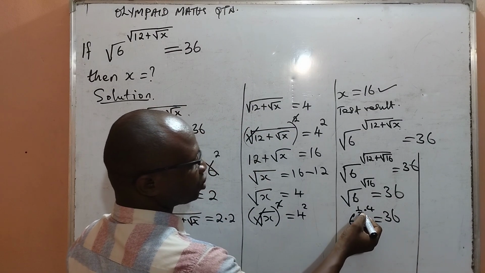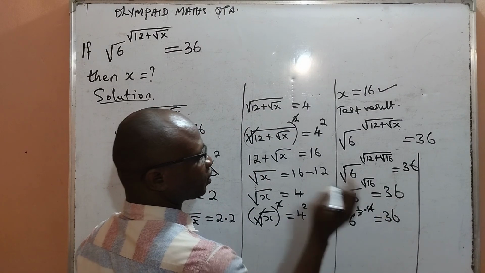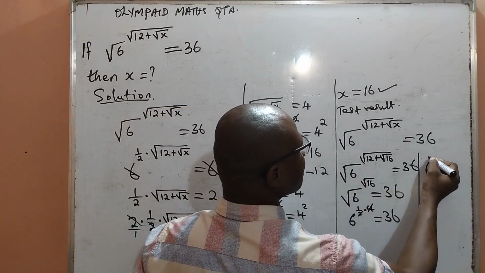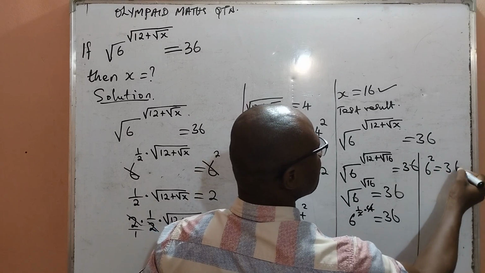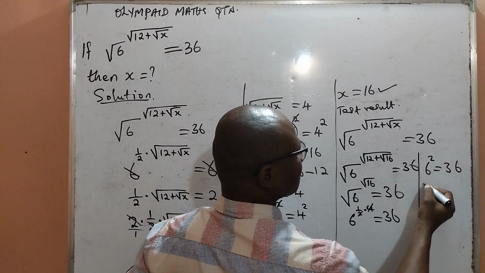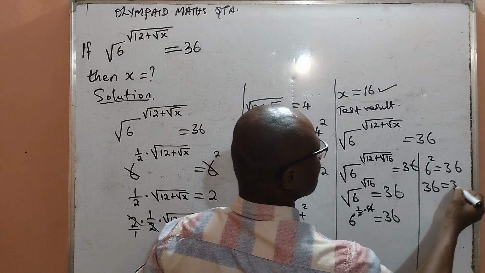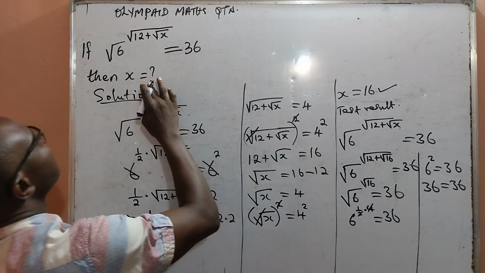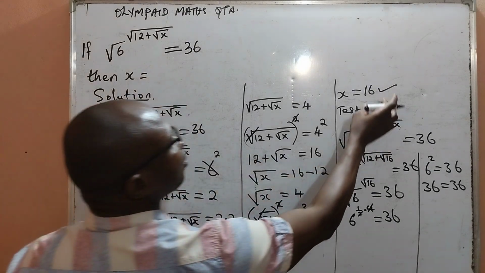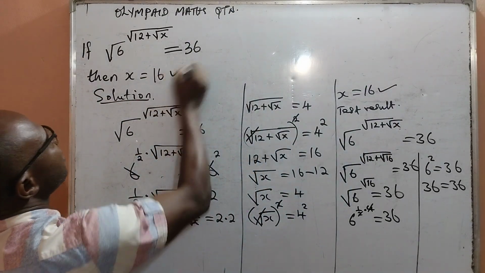Yes, because the 2 here will cancel out with the 4 to give me 2. So I now have 6 raised to the power 2 left. Is it equal to 36? Yes. 6 to the power of 2 is equal to 36, which is equal to 36, implying that the value of x, which we got to be 16, is very correct.